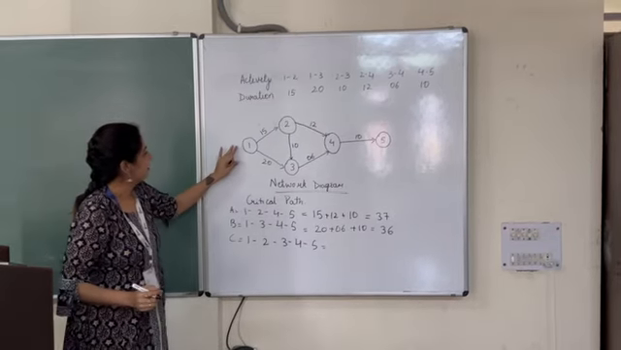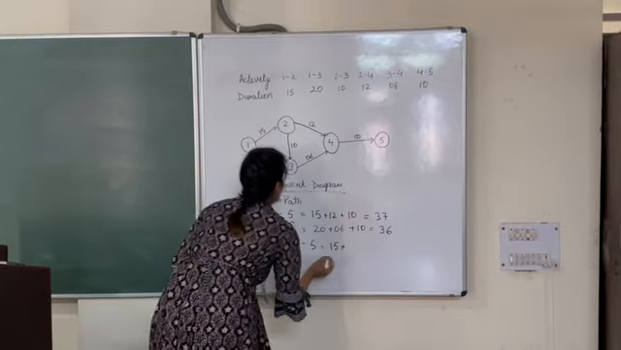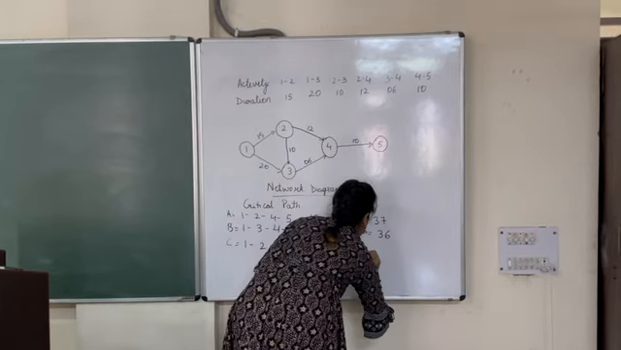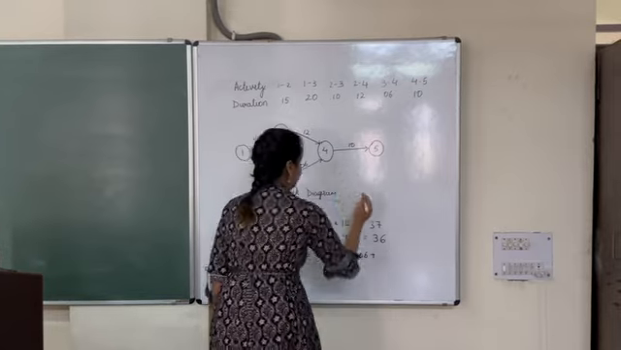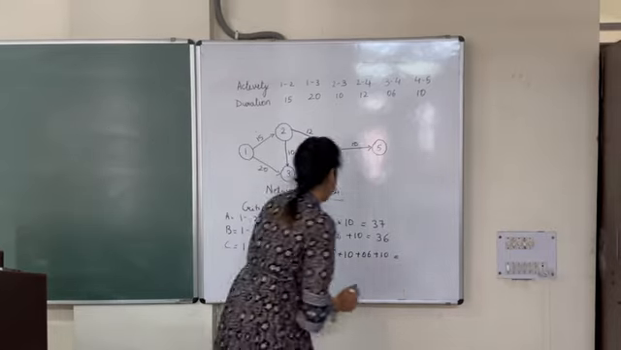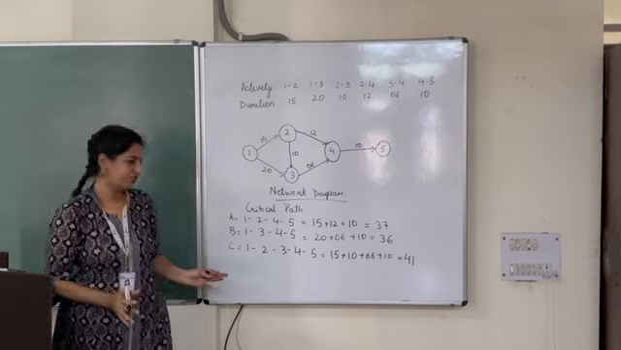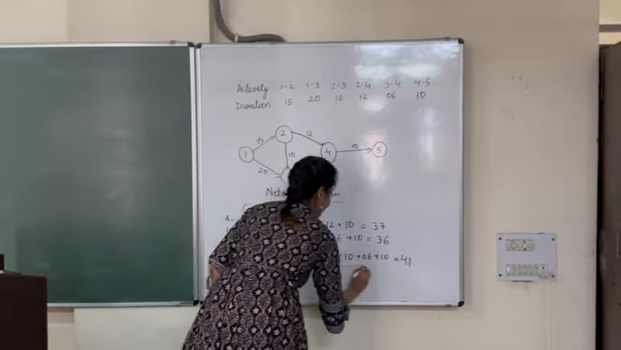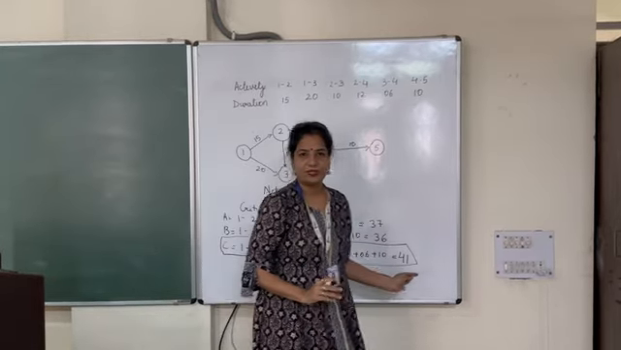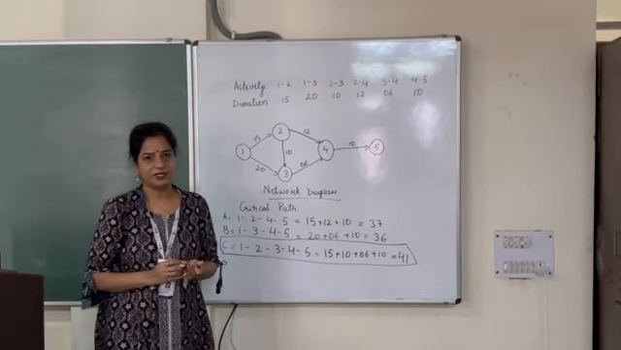The last is 1, 2, 3, 4, 5. So 15 plus 10 plus 6 plus 10, and the total is 41. The critical path is the longest path, so C is our critical path, because it takes the longest time to complete the whole network or project. So the main focus will be on the critical path. Thank you.